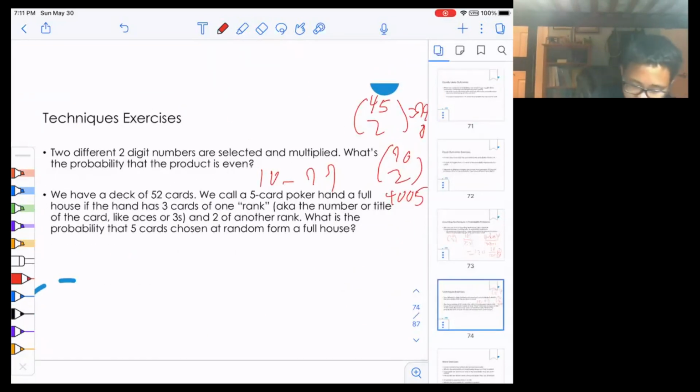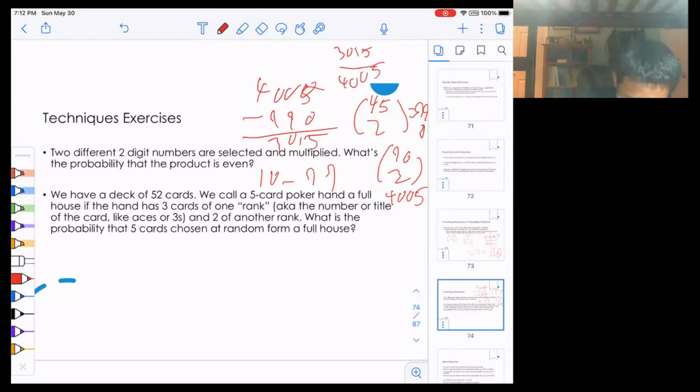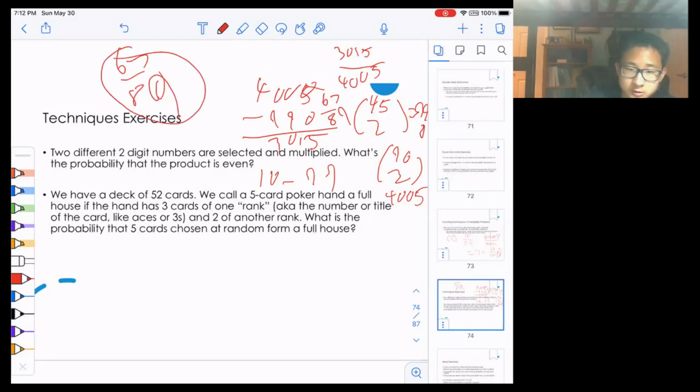990. So now what we do is we subtract 990 from 4005 to find the number of ways we can count all the even numbers. So we just do 4005 minus 990, which is 3015. Now we just find the probability, so it's 3015 over 4005, which is equal to 67 over 89. So this is the answer to the first one.